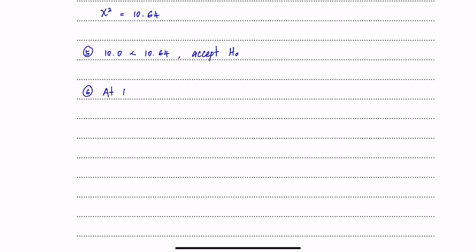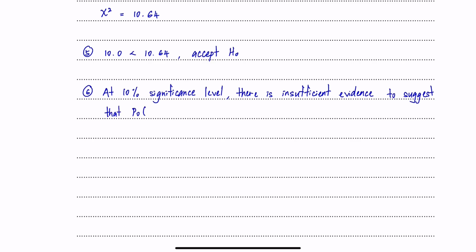So at 10% significance level, there is insufficient evidence to suggest that the distribution Poisson 3.5 is not a good fit to the data. So we accept H naught and we reject H1.